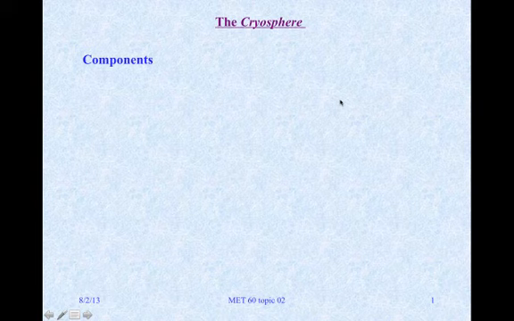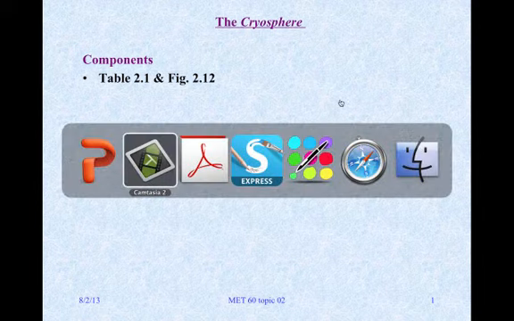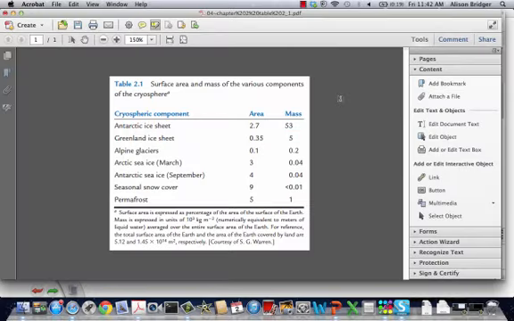Alright, the next thing we're going to look at is the cryosphere. That's the part that's frozen. And the first thing we want to be familiar with are the components of the cryosphere. These are listed in a couple of places in the text, table 2.1 and figure 2.12. So let's attempt to look at both of those. Here we go, table 2.1.